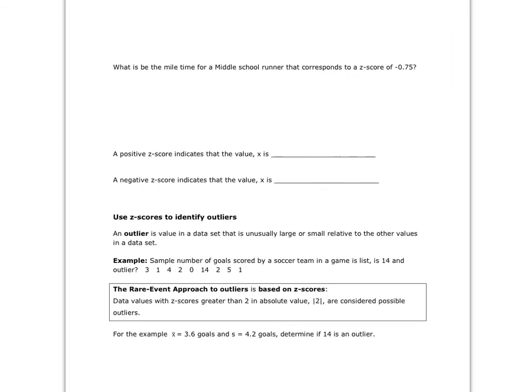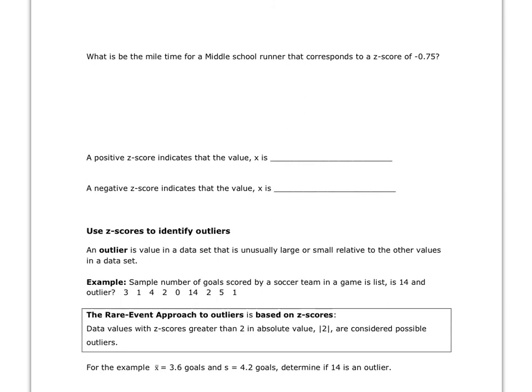Okay, another one of those. This time we're looking for the mile time that corresponds to a z-score of negative 0.75. So again, we're just basically plugging in the stuff that we know. What we know is z is equal to negative 0.75. What we're looking for is x. We know that the mean is 9 and standard deviation is 2.